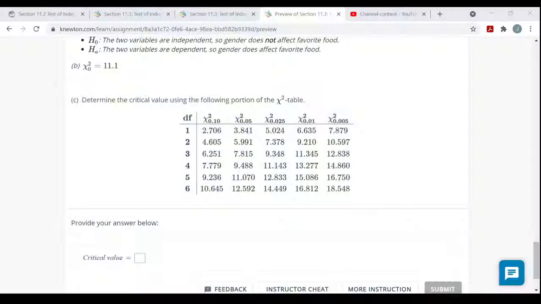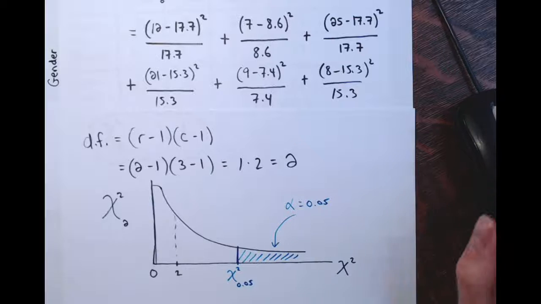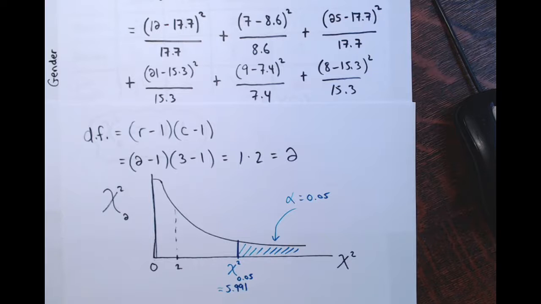So back here, looking at the 2 degrees of freedom row, I'm looking for the chi-squared value with alpha, 0.05, 5% to the right, and that'd be 5.991. I'm looking at this value right here. So back on my paper, this value is 5.991, and then we have to determine, do we reject or fail to reject the null hypothesis?